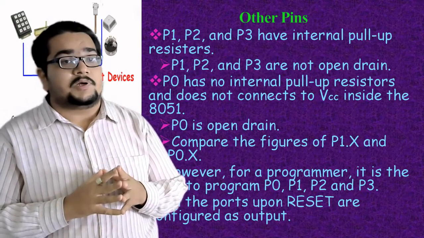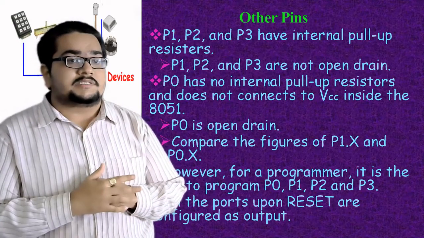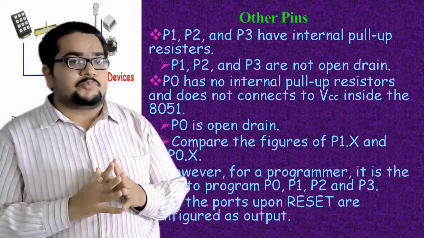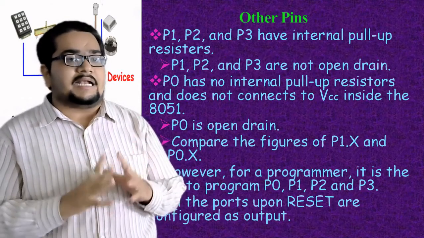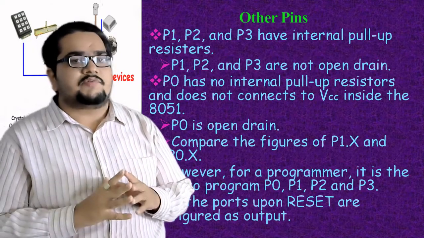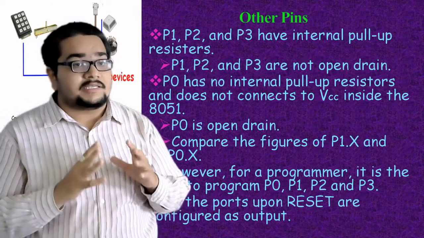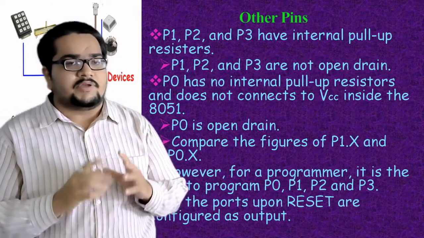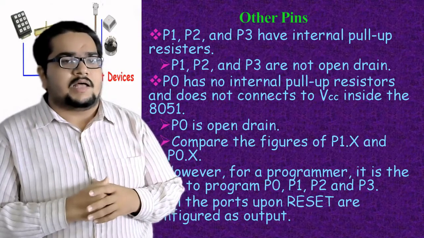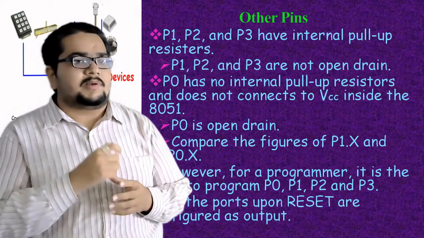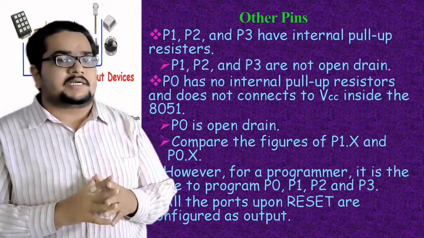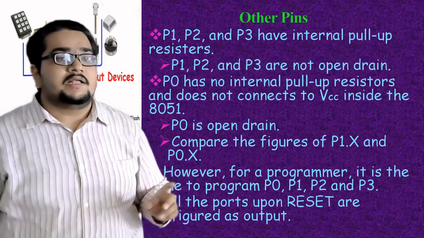We have to externally use pull-up resistors whenever we wish to use port 0 as an input output port. Otherwise it will work as address data lines in the 8051 system. Whenever we want to use port 0 as input output pins, we have to set up external pull-up resistors. An array of 8 resistors is also available in the market, you just have to use it and connect it to the VCC. I'll show you how it is connected.